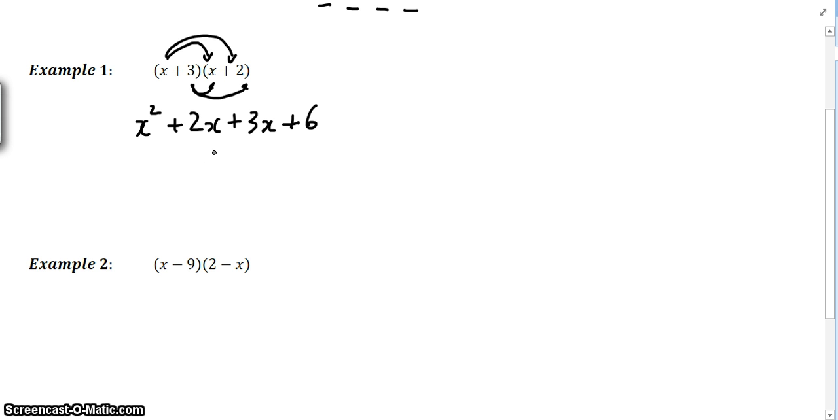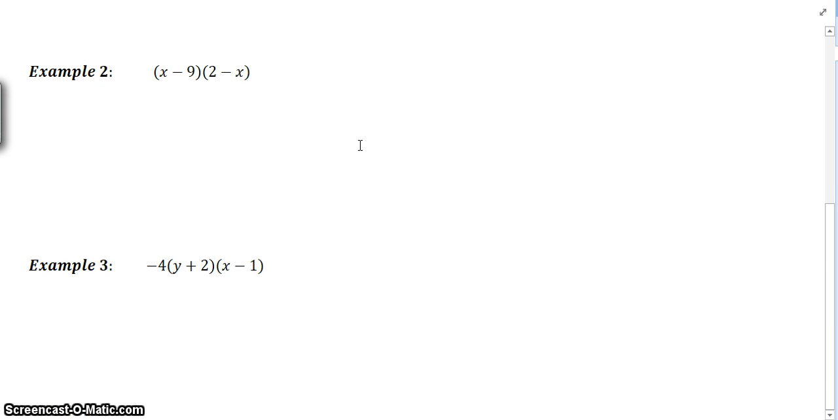Now keep in mind you still need to simplify if you have like terms, and in this case we do have like terms, which are 2x and 3x, so this becomes x squared plus 5x plus 6. Now let's look at the next example. The next example is (x minus 9)(2 minus x).